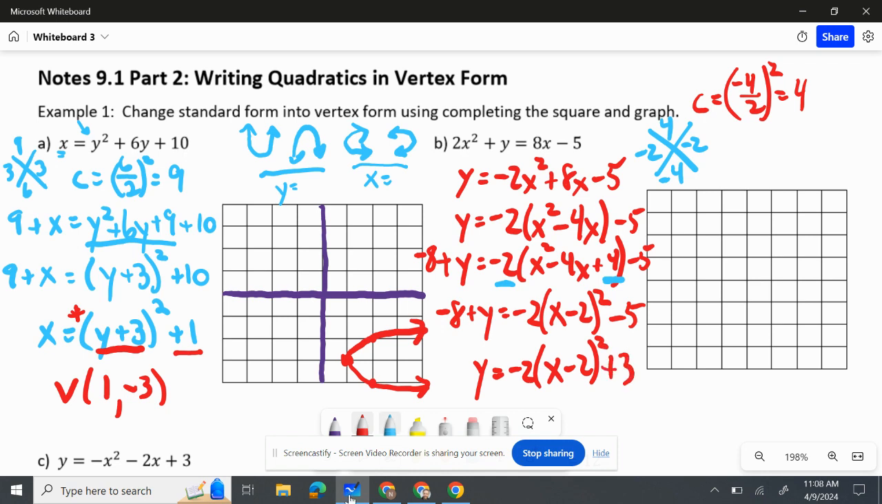When I find the vertex, it's going to be the opposite, so that would be 2, and then what we have is the 3. So my vertex is 2, 3. Since it's y equals, it's going to go up or down. Since my a value is negative 2, I'm going to go down 2 to the right and to the left.